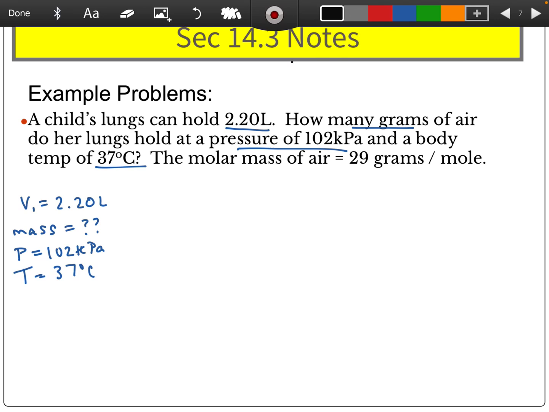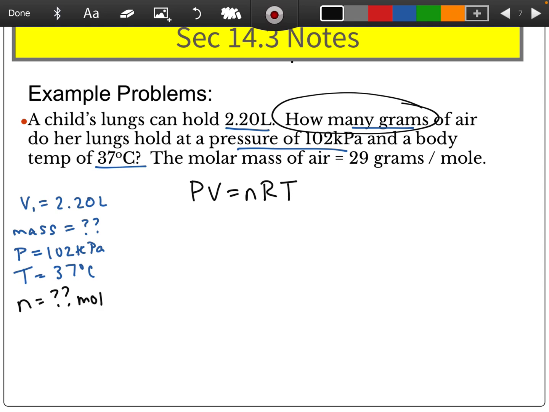So we're only given one pressure, one volume, and one temperature. So we have to use PV equals nRT. But what's tricky here is we want to know how many grams. N is moles, so we can solve for moles, and then we can use the molar mass to convert back to grams. So there's kind of 2 steps to this problem. So anytime the problem asks for moles or grams, you have to use PV equals nRT.